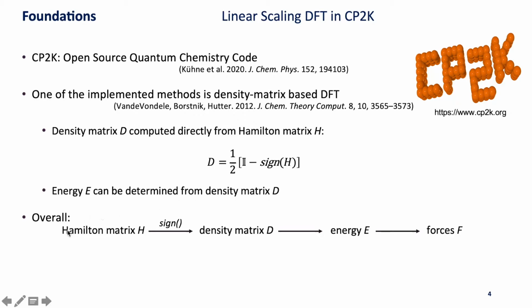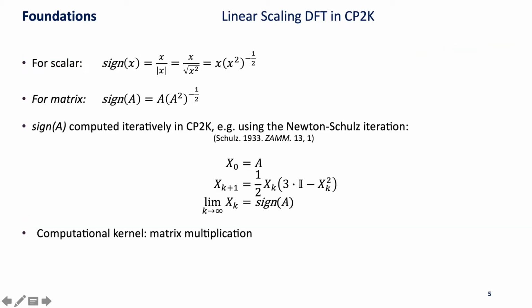So overall, this then looks like this. We start with the Hamilton matrix H. With this sign function, we get to the density matrix D. From that, we can determine the energy, and from that, we get the forces for our simulation.